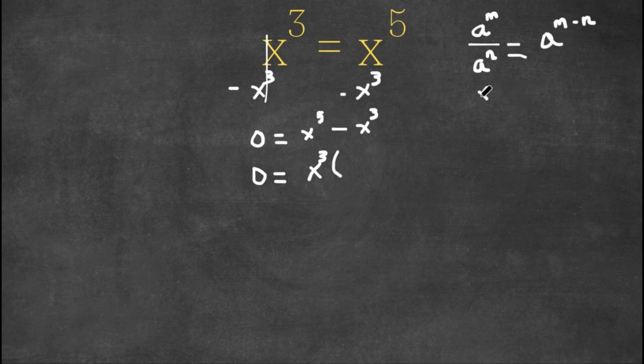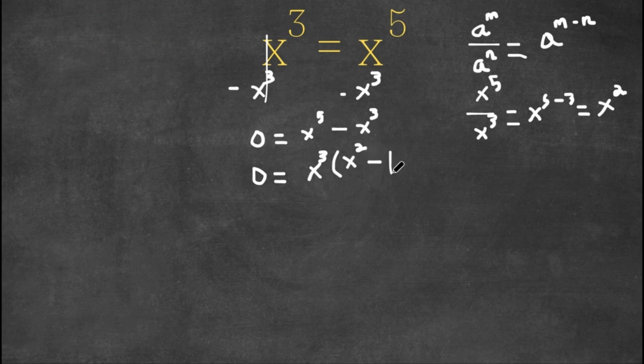So x to the power of 5 divided by x to the power of 3 is equal to x to the power of 5 minus 3, and 5 minus 3 is 2, so this is equal to x squared. So we have x to the power of 3 times x squared minus x to the power of 3 divided by x to the power of 3 is simply 1, because anything divided by itself is 1. So now we have two equations from this.